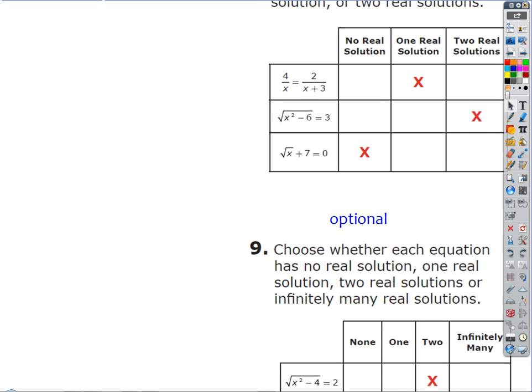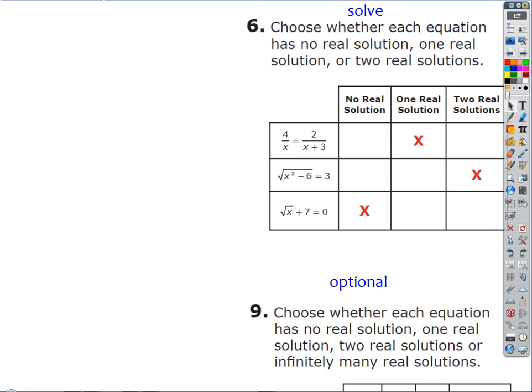It won't go quite as quick with the normal classes, but yeah, we are. So choose whether each equation has no real solution, one real solution, or two real solutions. You can see stuff like this too. Like this one right here, we could just literally solve this and see that we're only going to get one solution back.